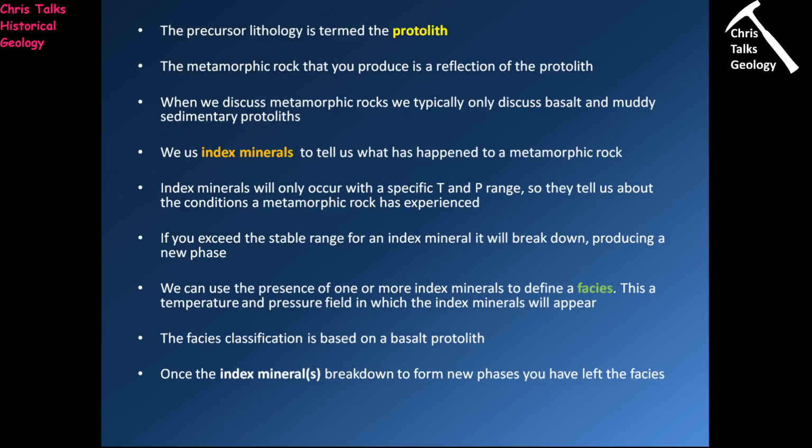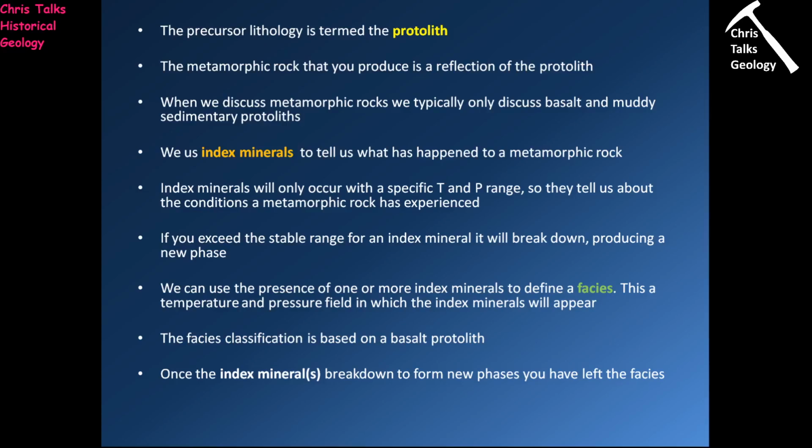So the thing about these index minerals is as soon as you exceed the stable range, so the temperature and pressure range for that index mineral, it breaks down and it's gone, and it will turn into a new mineral. Now, this is very, very useful to geologists, because what we can do then is use those index minerals to define things which we call facies. A facies is simply a pressure and temperature range in which a certain mineral or minerals will appear in a rock. And as soon as you leave that pressure and temperature range, you've left that facies, because those index minerals will break down and disappear.